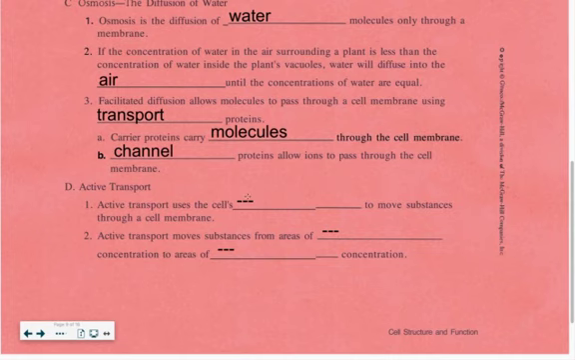Active transport uses cell's energy to move substances through a cell membrane. Active transport moves substances from areas of lower concentration to areas of higher concentration.